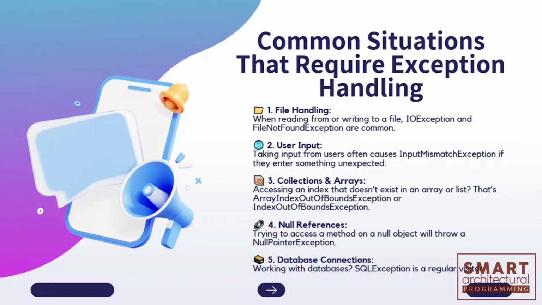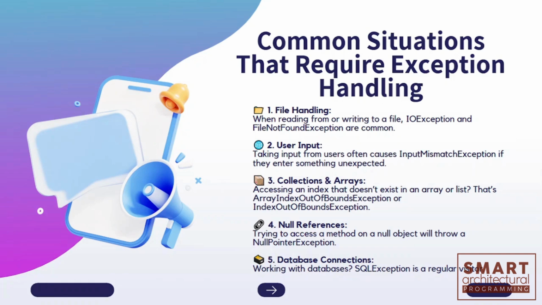Number three comes collections and arrays. Accessing an array index that doesn't exist in an array or a list gives an array index out of bounds exception or index out of bounds exception. Basically, when you have a five member array and you're trying to access the sixth or seventh element, that doesn't exist in that array. That's an out of bounds error.